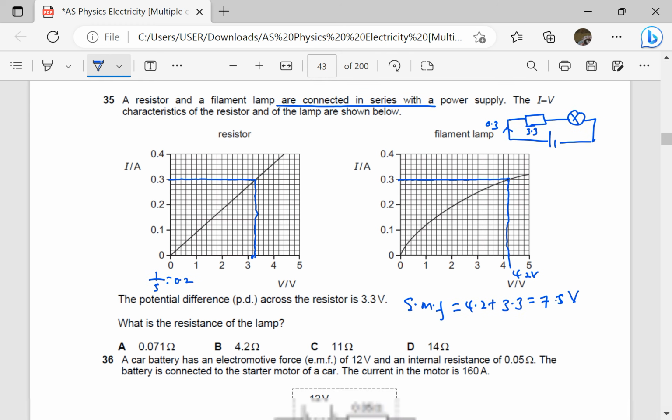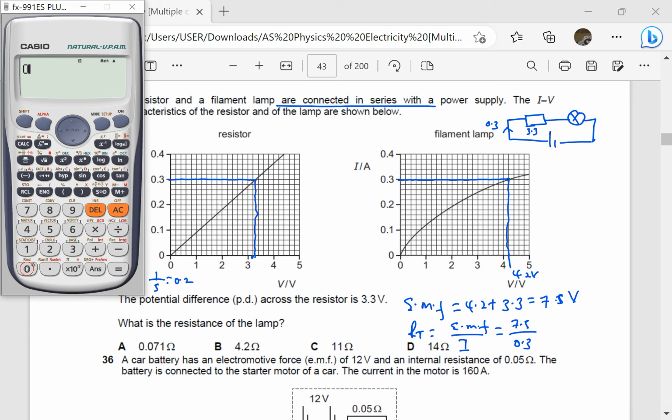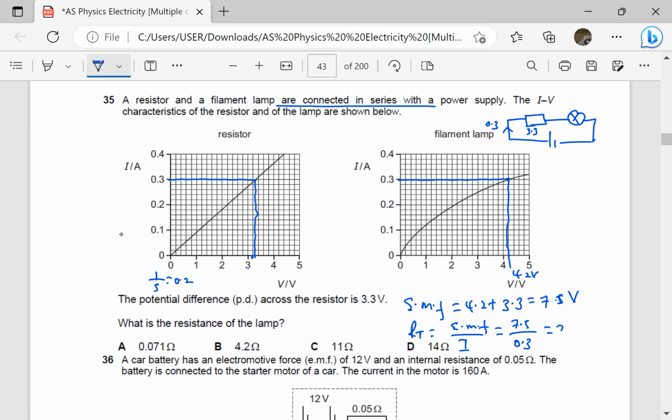That is the EMF. To find total resistance, we know that total resistance is equal to EMF over the current, or current is EMF over total resistance. So total resistance is going to be 7.5 divided by the current, which is 0.3. We can check this: 7.5 divided by 0.3 is 25 ohms. That is the total resistance.